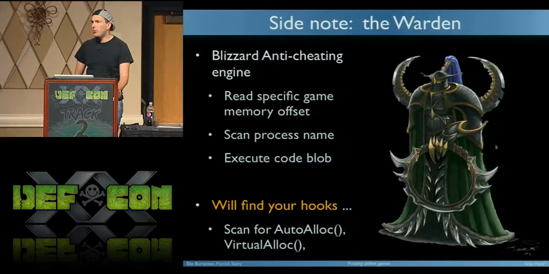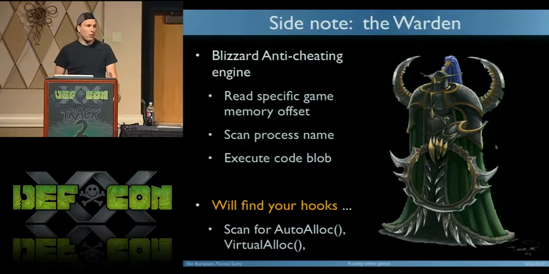The first thing, which we know most about, is it reads a certain offset in the memory. So it looks at different offsets in the game and tries to see if these offsets have been modified in any way. It also scans the list of processes you have run on your computer for known bots or known executables like debuggers, packet interceptors, sniffers, and so forth, and reports it to Blizzard. And last thing, it actually seems to be able to run a blob of code. So sometimes it fetches a blob of code and just runs it, and returns the result to Blizzard.